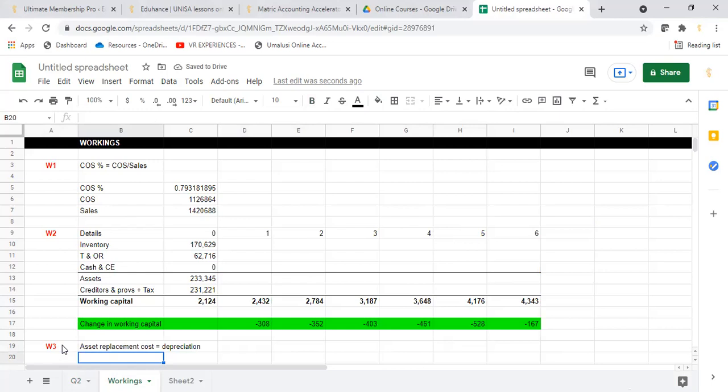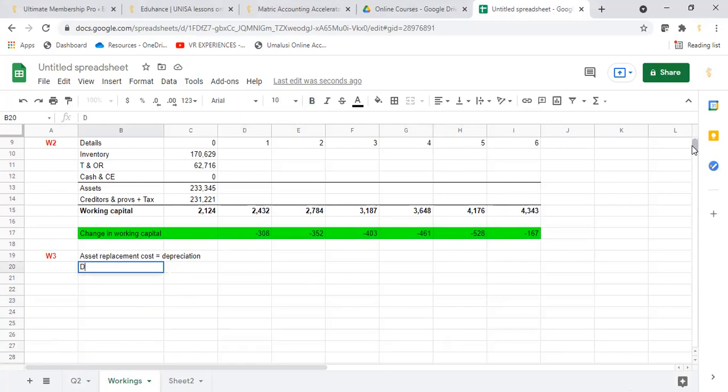Now we need to work out the depreciation ratio. So depreciation to sales ratio. So using the 2016 year, the ratio is depreciation in 2016 was 21,655. The sales was 1,420,688. Okay, so the depreciation ratio is that amount over there.